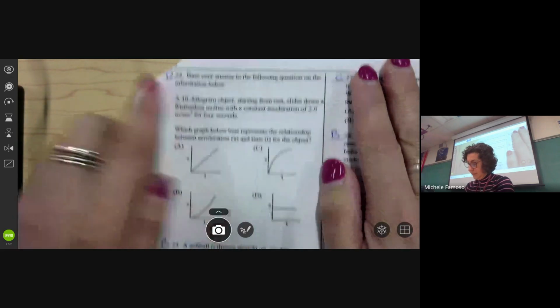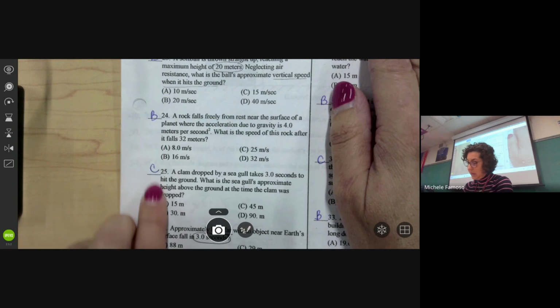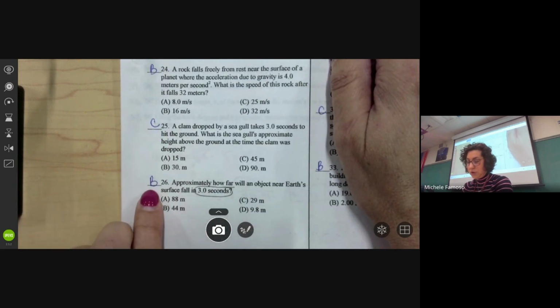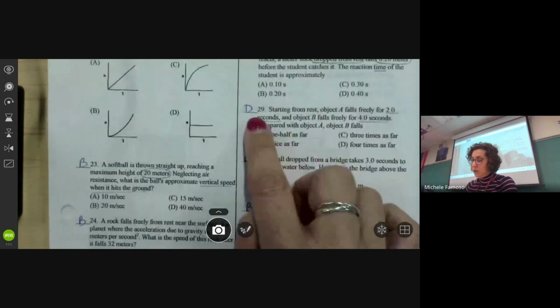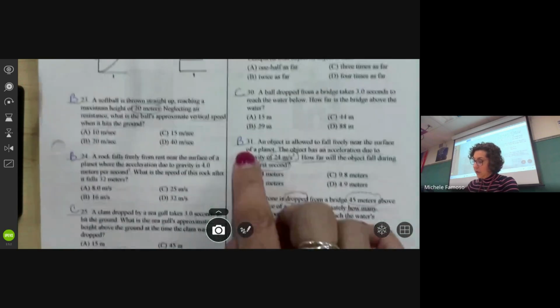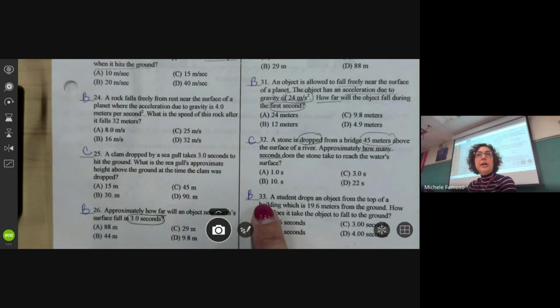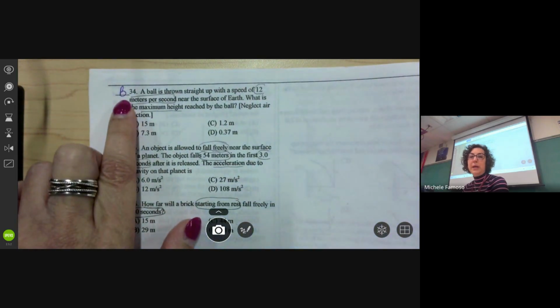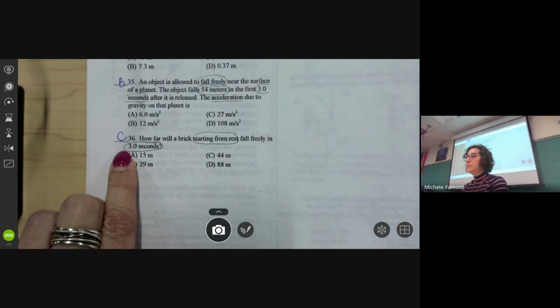22 is D. 23 is B. 24 is B. 25 is C. 26 is B. 27 is C. 28 is B. 29 is D. 30 is C. 31 is B. 32 is C. 33 is B. On the last page, 34 is B. 35 is B. And 36 is C.